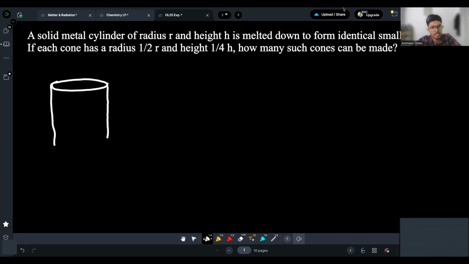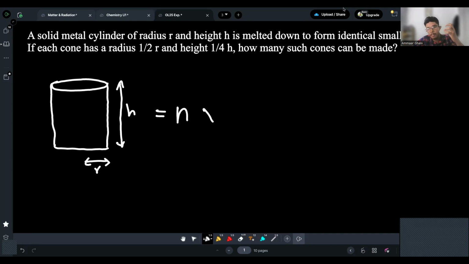We have a metal cylinder in which the radius is r and the height is h. Now what they're doing is they're taking this metal cylinder and completely melting it down, and using that metal, they are making n number of cones.